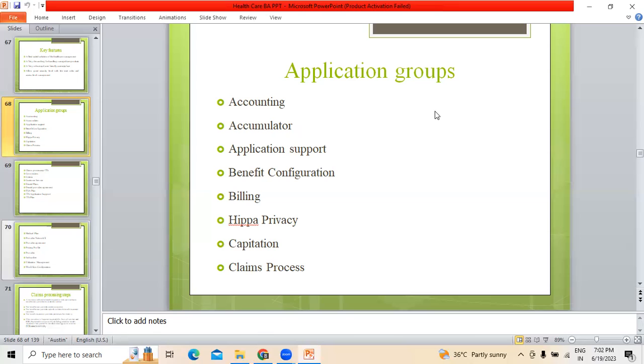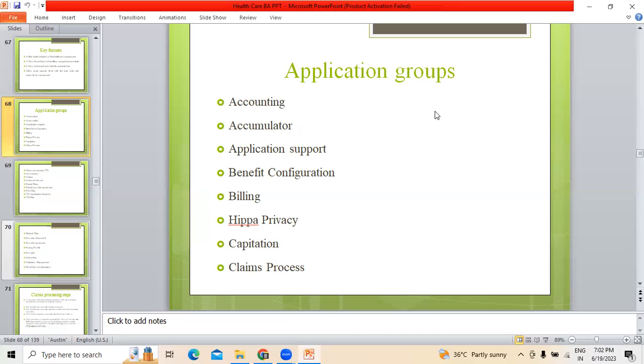Being a BA, you need to have knowledge, right? Because you may not be required at every stage of the application, you may be required in some areas where these HIPAA guidelines and rules need to be imposed, inserted, implemented, and applied. So this is where HIPAA privacy generally comes into the picture.